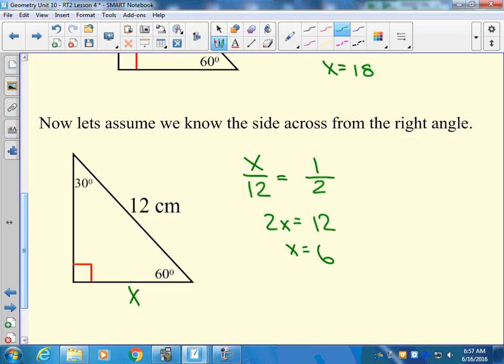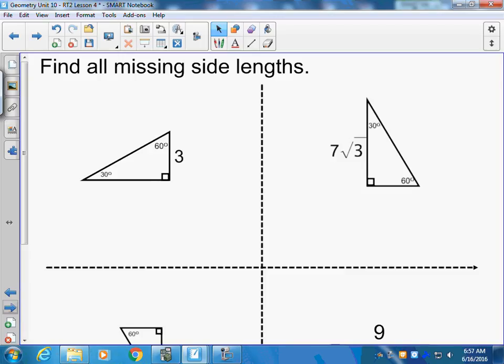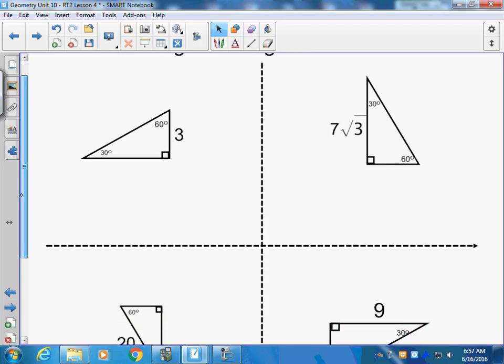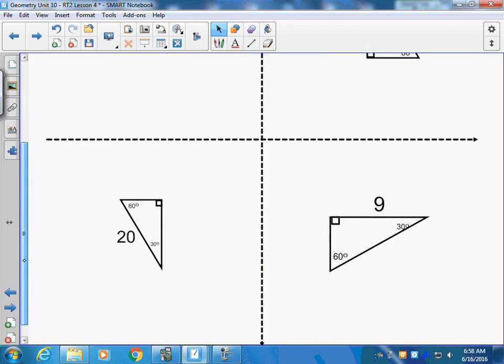And then we can use our ratios, or use the conjecture, to find our long leg, 6 square root of 3. Because once you have that short leg, finding the other 2 is a little bit easier. So now, once again, finding missing sides. The one thing you want to just be careful of is how the triangles can be orientated differently.